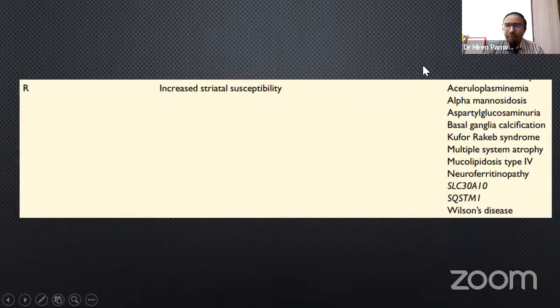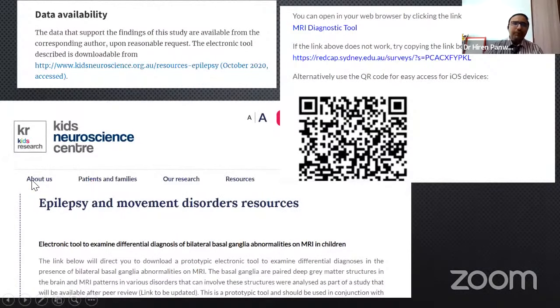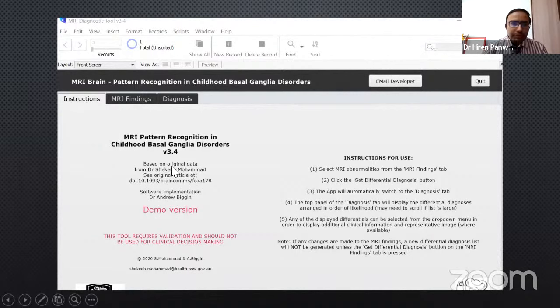And there are some other disorders which can have susceptibility in the striatum. This is the list of those, which is also available online, and you can go through that literature. They have also done the same kind of data representation online. You can go to this website called Kids Neuroscience, in which they have made an electronic tool, like software, to examine the differential diagnosis of bilateral basal ganglia abnormality. When you click on this, you will be given the option of pressing a button called MRI diagnostic tool. When you press on that, you will see a window in which instructions are provided, and you can go into the MRI findings column.